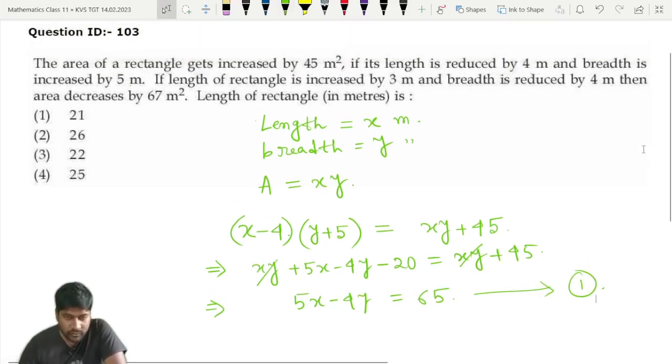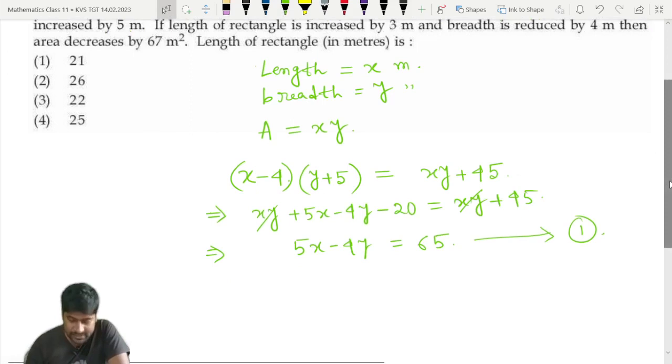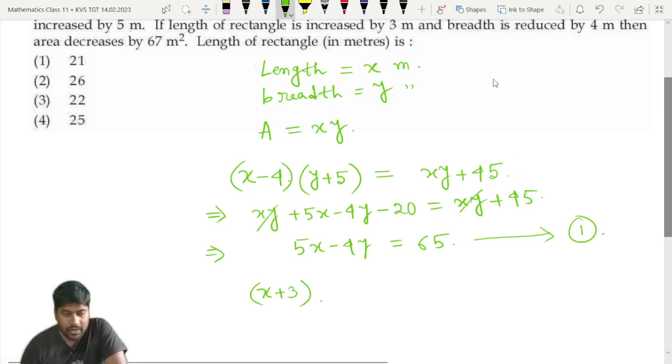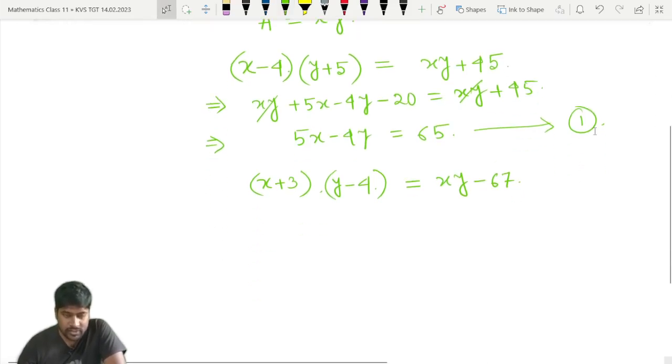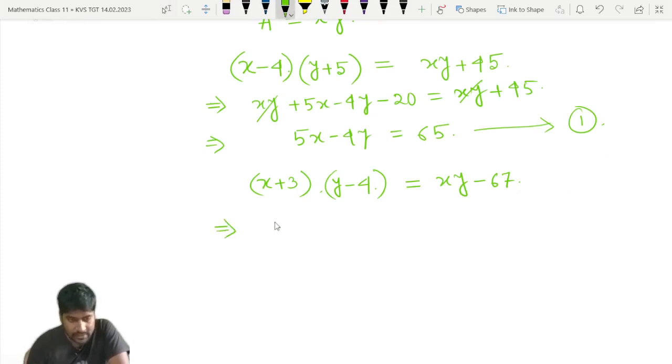Now next, one more equation we will get by applying the second statement. What they are saying is, if the length of the rectangle is increased by 3 meter, so now the length is x plus 3, and breadth is reduced by 4 meter, so breadth is y minus 4 meter. Then the area decreased by 67 meter square, so this is xy minus 67. So this will give us another linear equation in x and y.